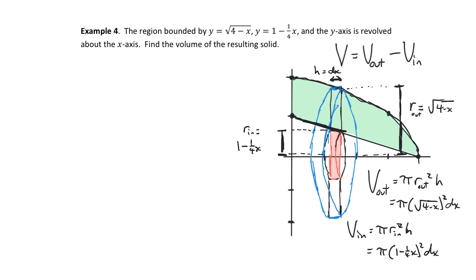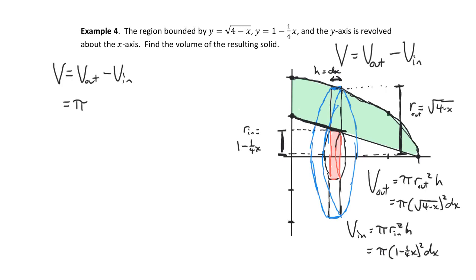Sometimes the integral can be challenging. We saw earlier where we had to use a trigonometric identity. You might have to use integration by parts like we did in another one. This one's not too bad. So the volume of my solid is the outer volume minus the inner volume. The outer volume would be pi.